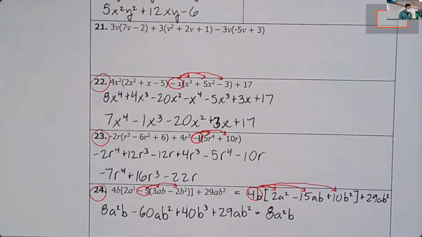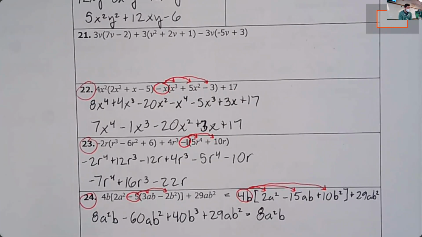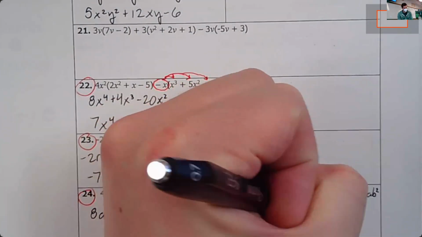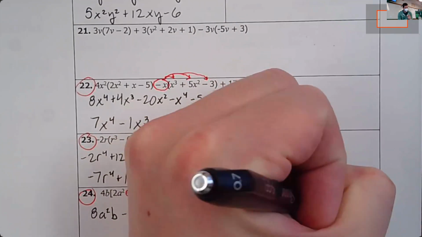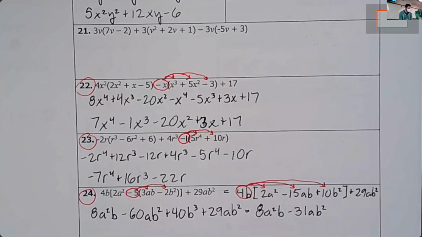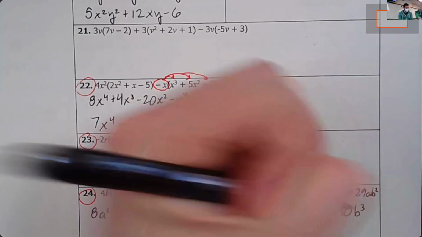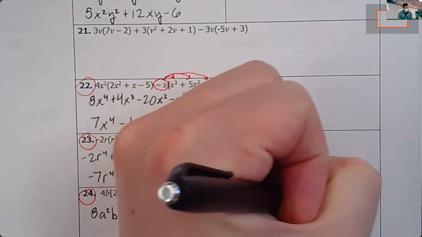And then I'm going to look for a to the first power. We've got a negative 60 a to the first b squared, and then a positive 29 a to the first power b squared. Those are like terms. So we can put negative 60 and 29 together. Negative 60 plus 29 is negative 31. So that would be minus 31ab squared. And then b to the third power is by itself, so plus 40b to the third power. And that's our answer right there for number 24.